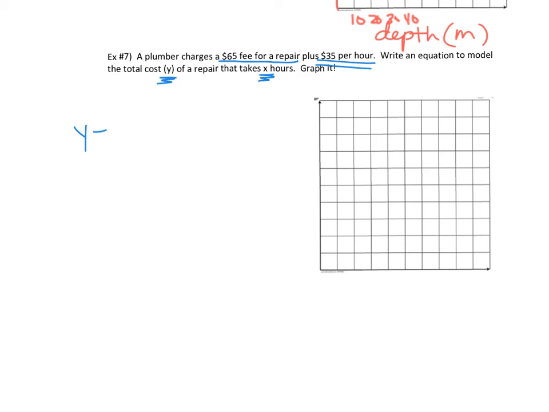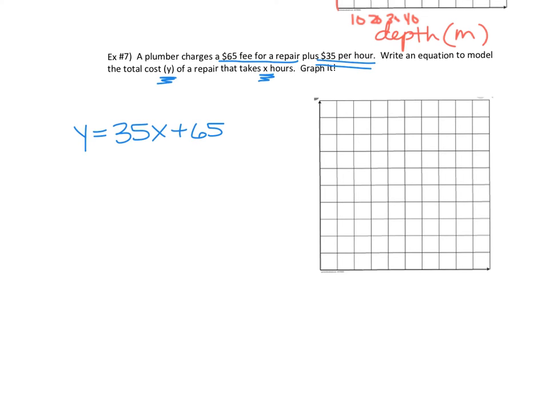Y equals what? 35x plus 65. 35 times x, right? $35 per hour, x being hours, plus the $65 fee that they always charge for a visit. Okay? So this is your equation.